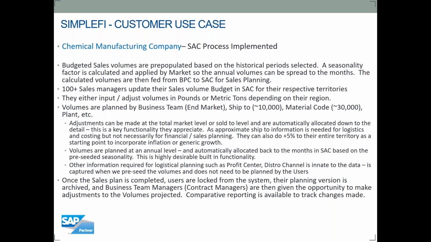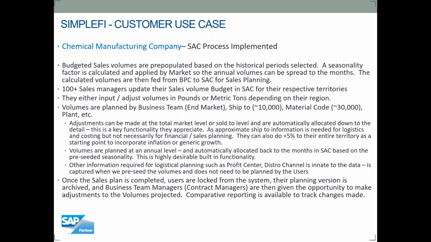What that allows them to do, as they build up their budget in SAP Analytics Cloud, is this: they don't have a great level of information as to what the variance or changes month over month will be from a sales volume perspective. So their preference is to budget at an annual level, and they key in their annual sales volumes, and that spreads back to the months based off the pre-seeded seasonality. That all happens in real time, so there's no job for that. So they get that pre-seeded to them.